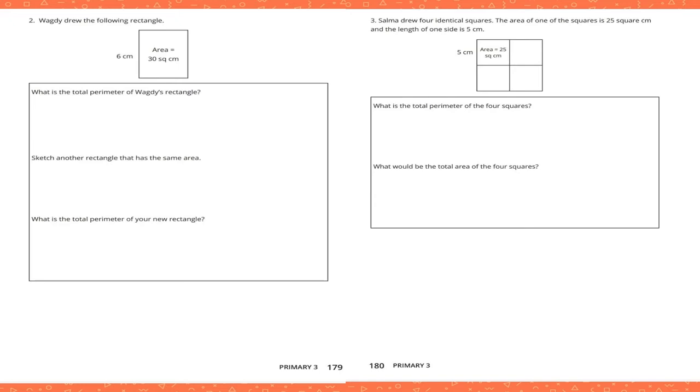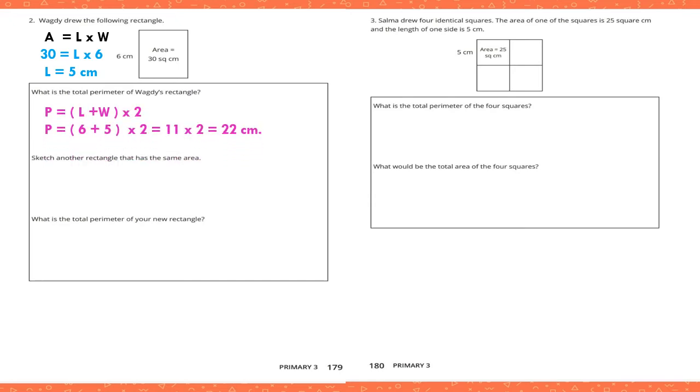Wagdi drew the following rectangle of area 30 square centimeters and width 6 centimeters. So to find the length, we will divide 30 by 6. So it will be 5 centimeters. So what is the total perimeter of Wagdi's rectangle? Perimeter will be length plus width all times 2. So 5 plus 6 all times 2 equals 11 times 2 equals 22 centimeters.